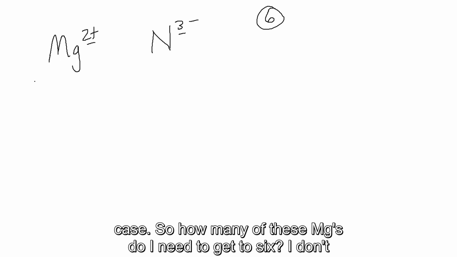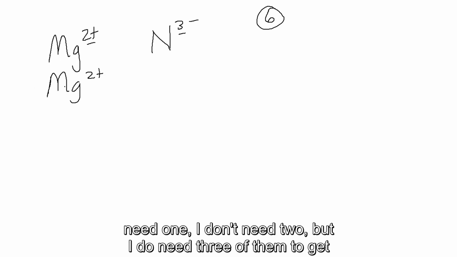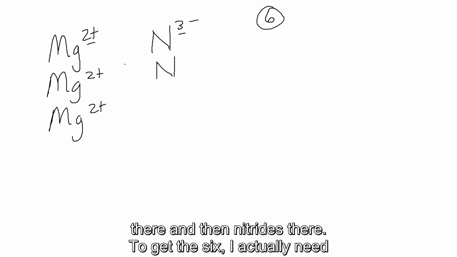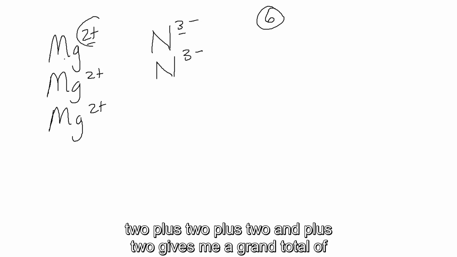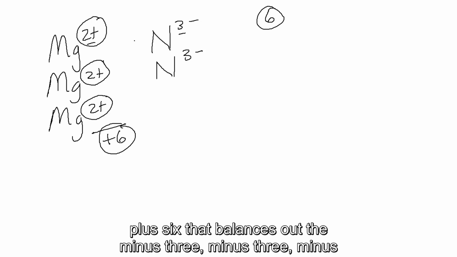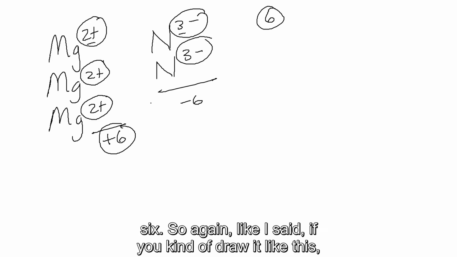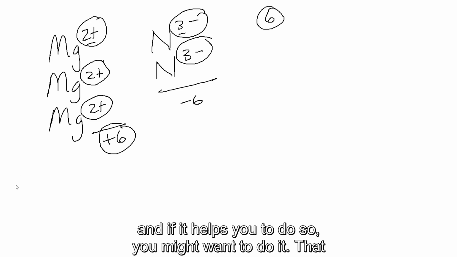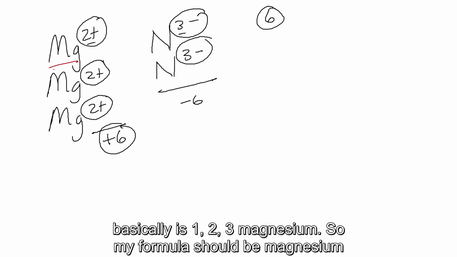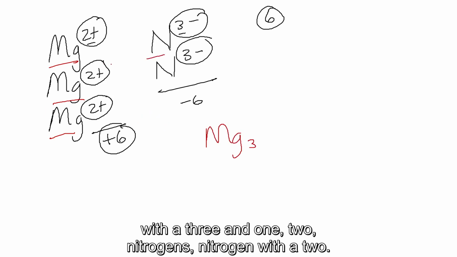So how many of these Mgs do I need to get to 6? I don't need 1. I don't need 2. But I do need 3 of them to get there. And the nitrides there to get to 6, I actually need 2. +2, +2, and +2 gives me a grand total of +6 that balances out the -3, -3, -6. So again, like I said, if you draw it like this, and if it helps you to do so, you might want to do it. That basically is 1, 2, 3 magnesium. So my formula should be magnesium with a 3, and 1, 2 nitrogens, nitrogen with a 2.